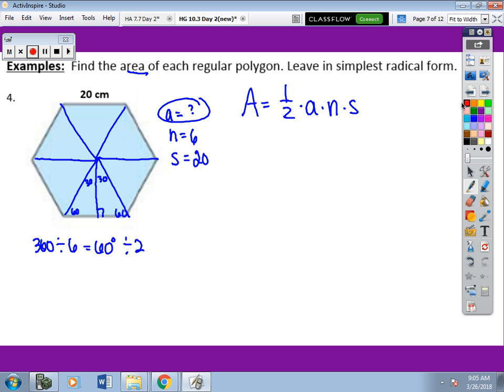Now, remember this is a regular polygon, so if one side's 20, they're all 20, which means this would be 10 and 10. So what would the apothem have to be in radical form? 10 root 3. Remember, this is your s root 3, this is your 2s. You don't need to know what the radius is. You just need to know the apothem. So the apothem will be 10 root 3. And then you can plug into your formula.